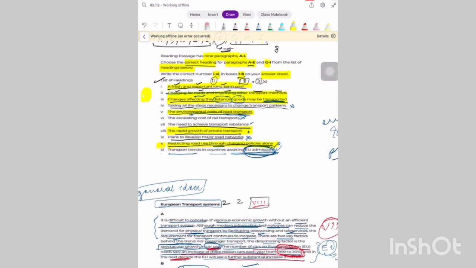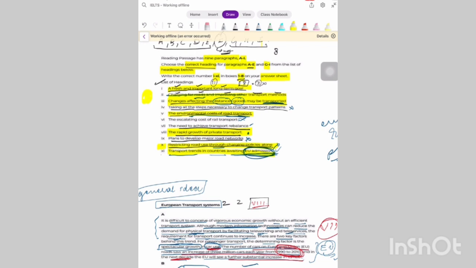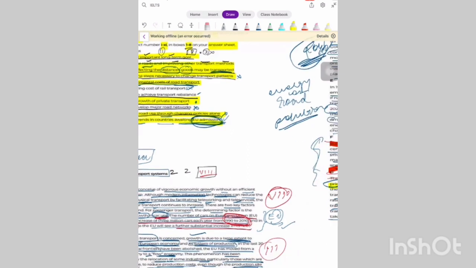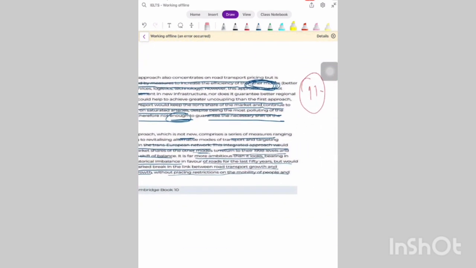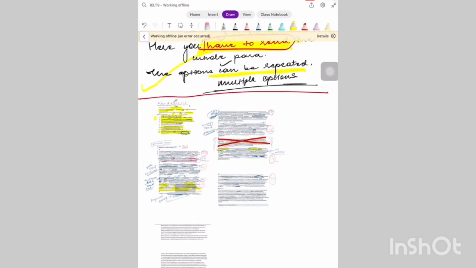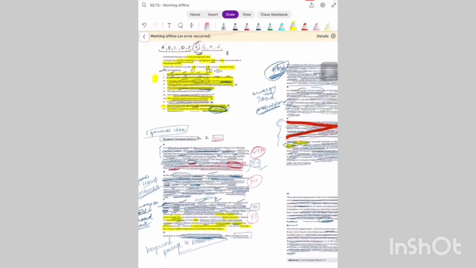This was already done, right? Why have we not highlighted this? So at last, 4 options should remain. 1, 2, 3, 4. Taking all steps necessary to change transport patterns. We were confused about which to rebalance, right? Let's see how it is. How it is saying that it is taking all steps necessary to change transport patterns.